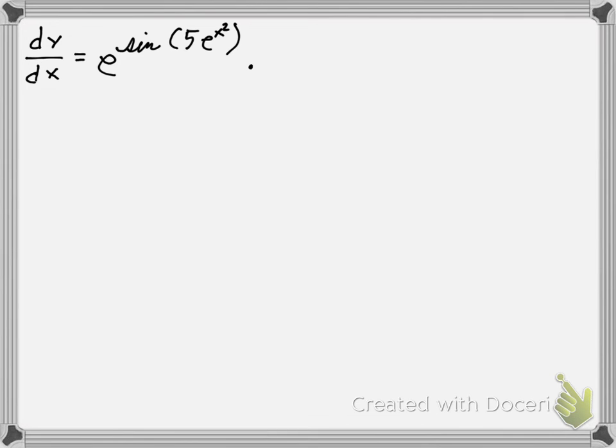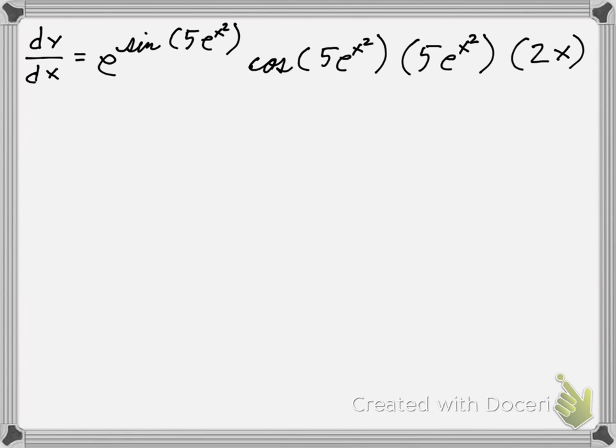because that's what we chose u to be, times cosine of 5 e to the x squared, because that was du with respect to du1, but with unsubstituted u1, times 5e to the x squared times 2x.